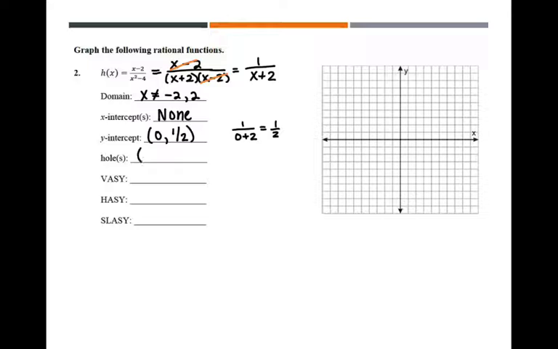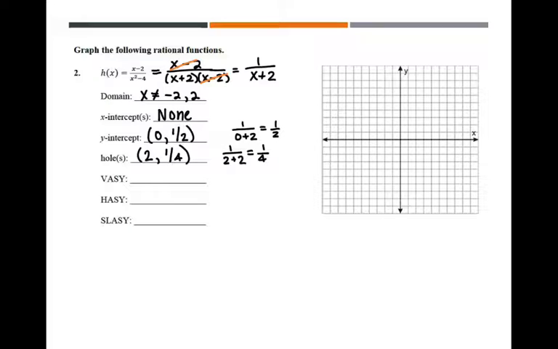The holes will come from your canceled out factors. So the factors that canceled out were x minus 2's. So that means I'm going to have a hole at the zero of the canceled factor. So my canceled factor was x minus 2, so my x-coordinate of the hole is going to be a positive 2. And to find the y-coordinate, I'm going to plug it into my leftover. So that becomes 1/4. So I'm going to have a hole at (2, 1/4).